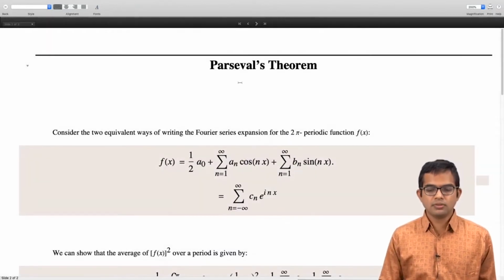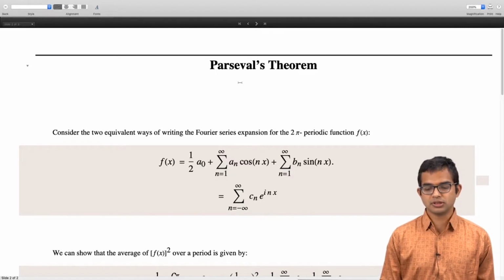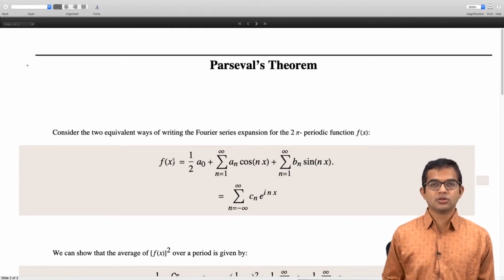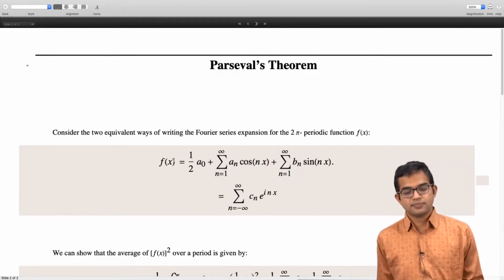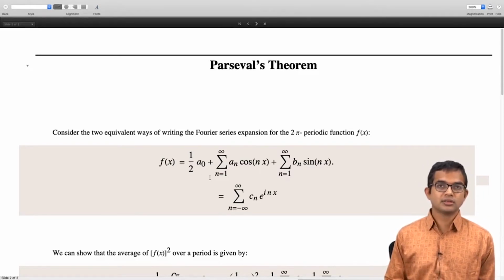Okay, so there are these two equivalent ways of expanding a function of period 2 pi. One is in terms of cosines and sines, and the other in terms of exponentials. So we know how to do this. Now let's look at what happens to this function f of x. It's a periodic function, so if you want to consider the average of the square of this function. We have seen how electrical engineers are often interested in the average value of the square of certain functions, like AC current, for example. It's helpful to measure the average of the square.